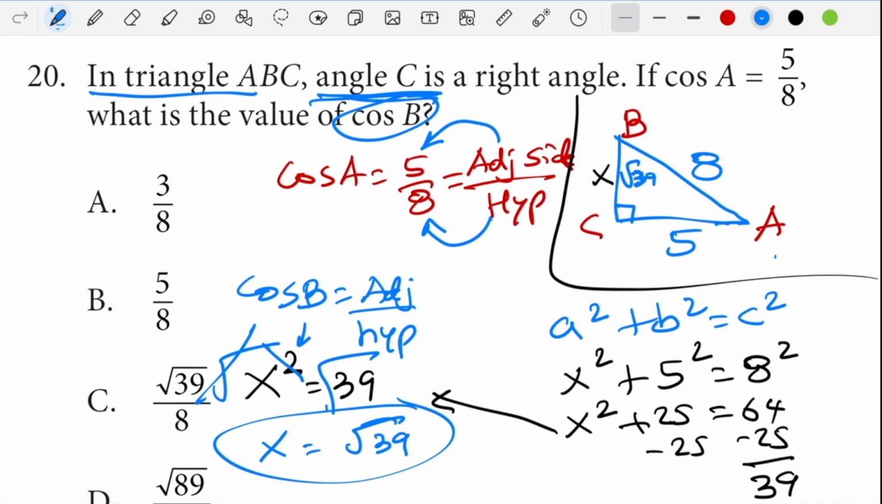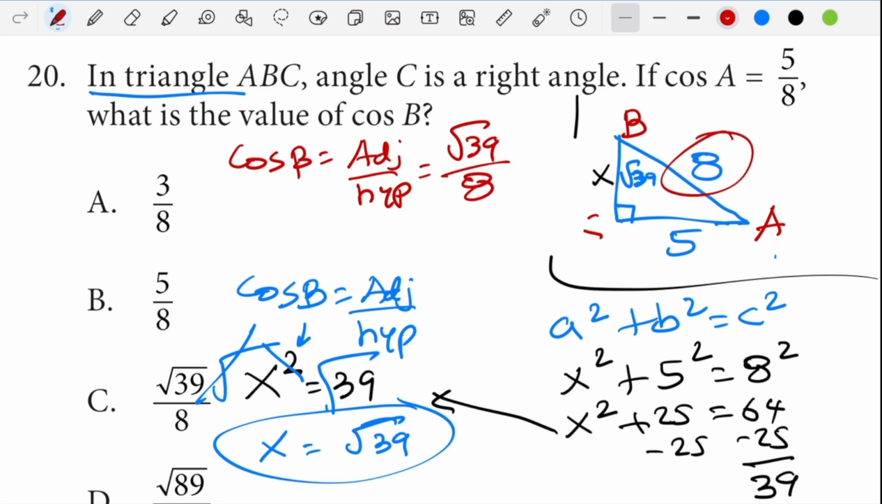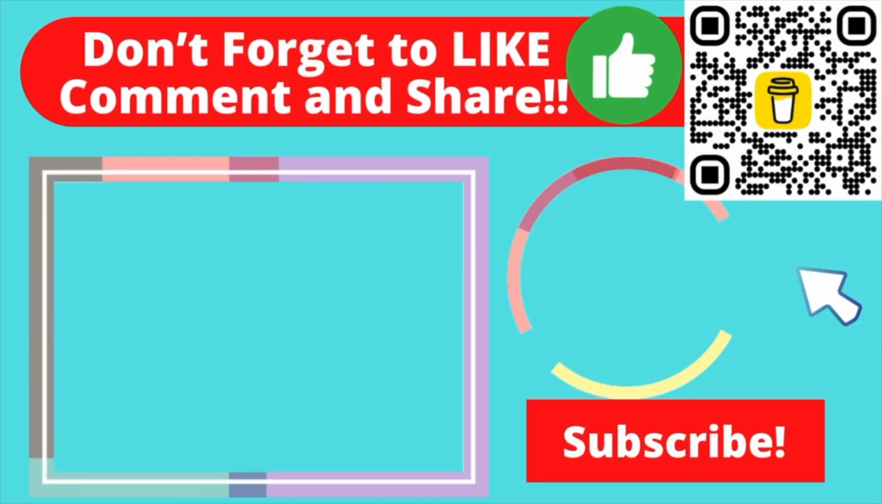All right. Now, let's write the cosine. Cosine of beta is adjacent over hypotenuse, and adjacent is square root of 39, and hypotenuse is the same hypotenuse, which is 8. My answer is C.